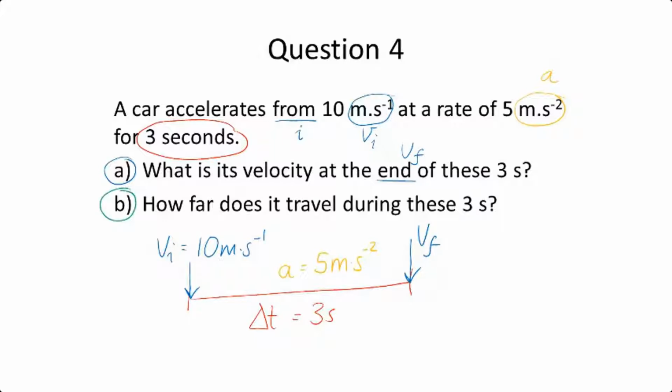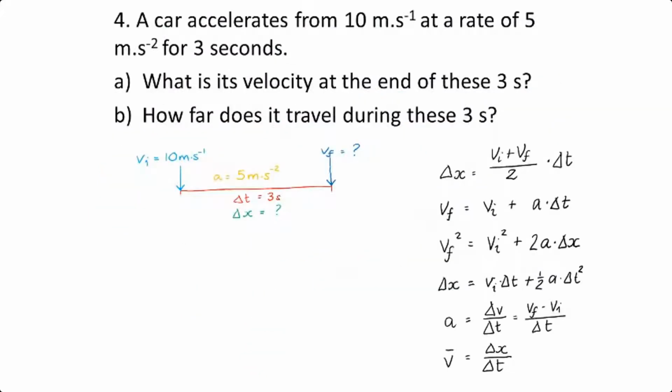And B, how far does it travel? How far means delta x, displacement. We need to find that out. So let's first answer A. First step is we need to decide what equation to use. It has to have the unknown variable V final in it. Otherwise, how will we solve for V final if it's not there?